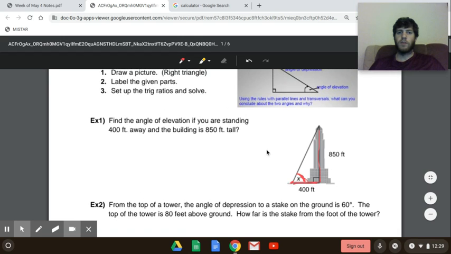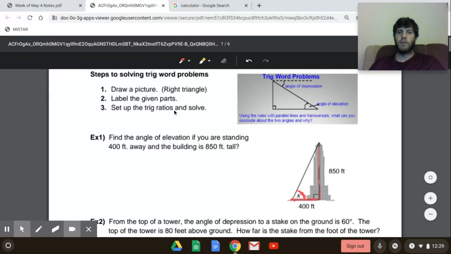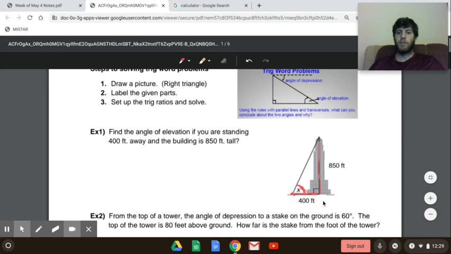Okay, so if you look up at the step-by-step process for solving these, one is draw a picture. That's already drawn for us. Step 2 is label the parts. So our hypotenuse would be this side here, across from our right angle. Across from the angle, and we're going to circle the angle, across from that angle is your opposite. Next to that angle is your adjacent. So we have adjacent and opposite.